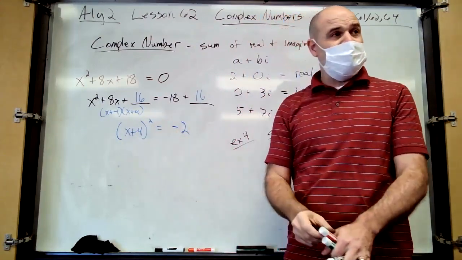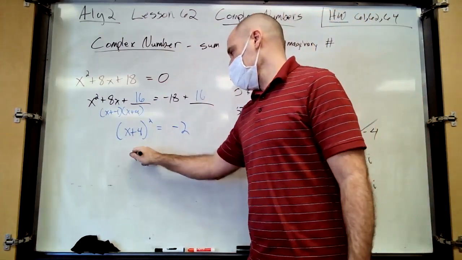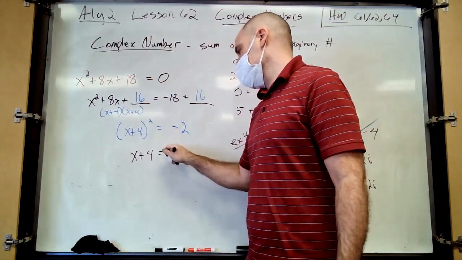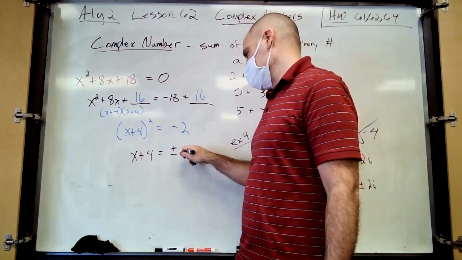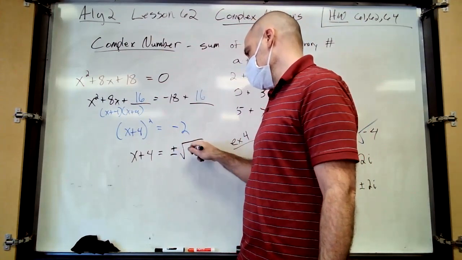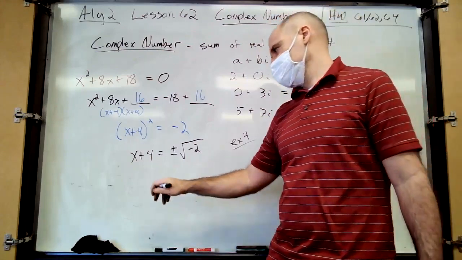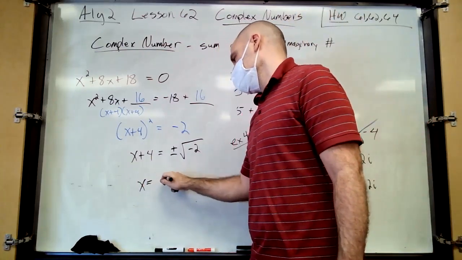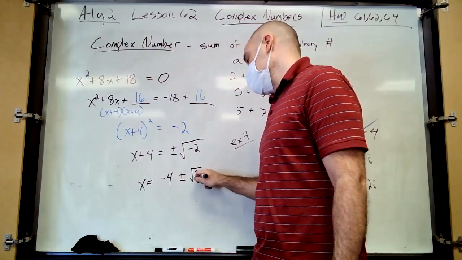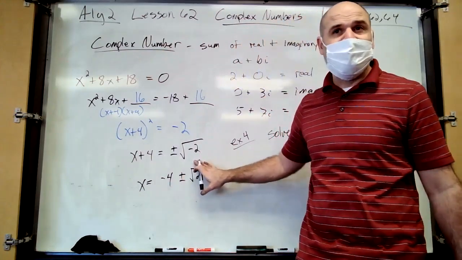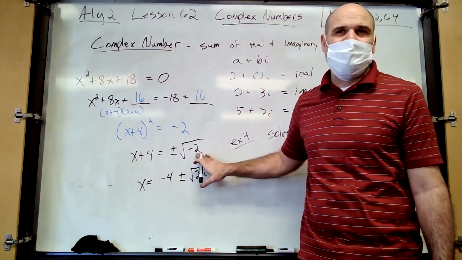So now I can take the square root of both sides, right? And what am I left with? x plus 4 equals plus or minus the square root of -2. So x equals -4 plus or minus the square root of 2 times i. So the only thing you can take out of there is the negative sign. You can't take the square root of 2, so you have to leave that in there.